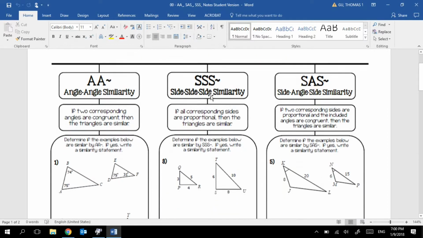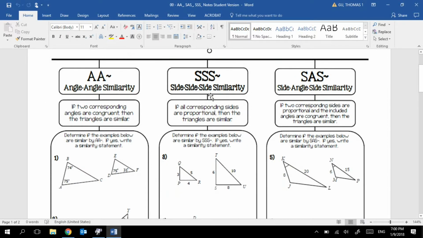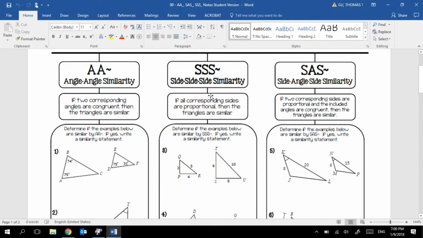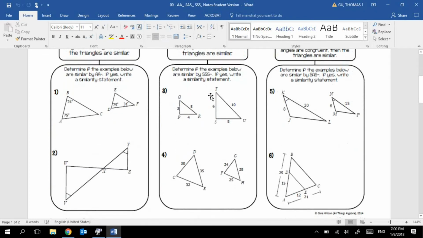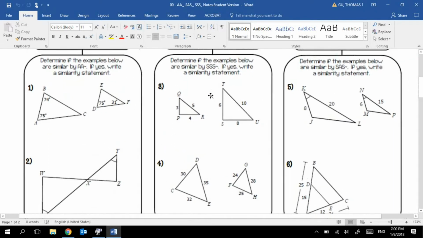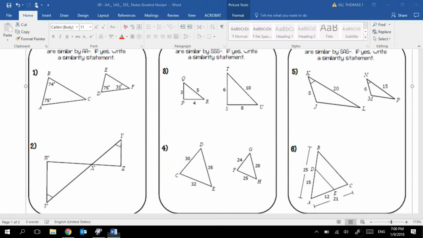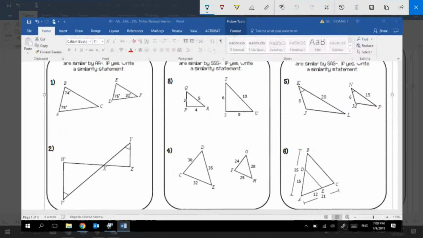So the first way is angle-angle. If we can prove that two corresponding angles are congruent between two triangles, then the two triangles are similar. So let's show you some examples at work. Look at numbers 1 and 2. This is for angle-angle similarity. We're trying to prove that two angles between the two triangles are in fact congruent, and then we need to write a similarity statement if they are.